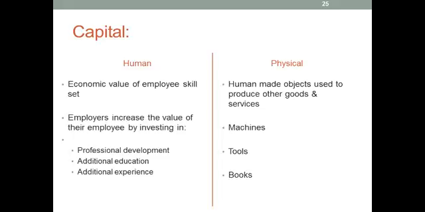All right, so here are some examples. Human capital is the economic value of an employee's skill set. Employers can increase that value by investing in the following: professional development, additional education, or additional experience. Physical capital, as I said, is human-made objects used to produce other goods and services: machines, tools, books. All right, so that's the key difference, but you have to know both, because without both of those things, an economy isn't going to function.